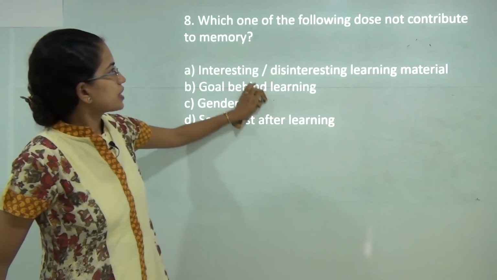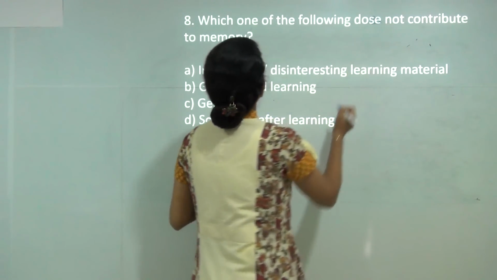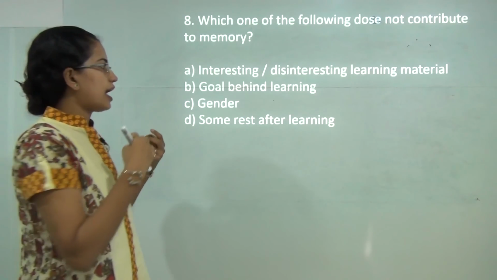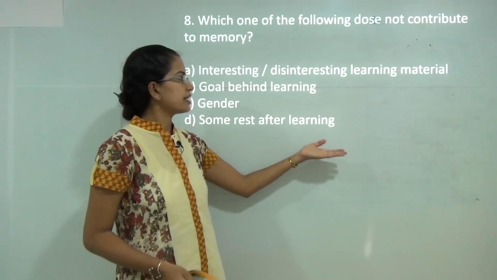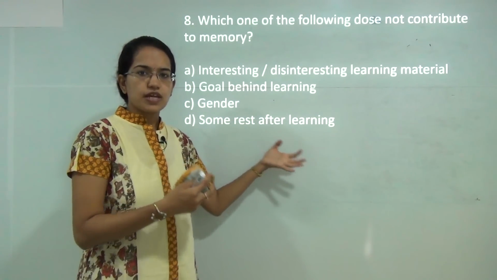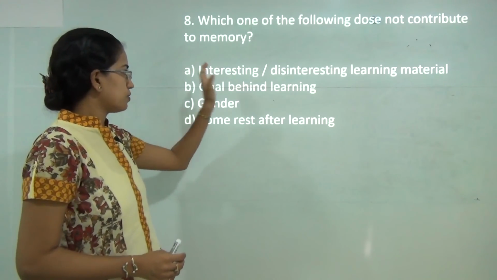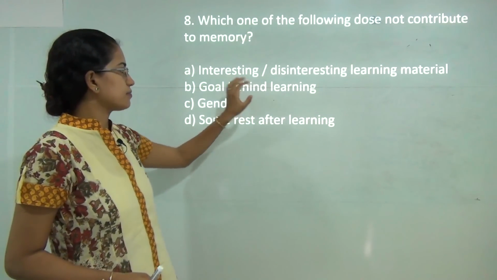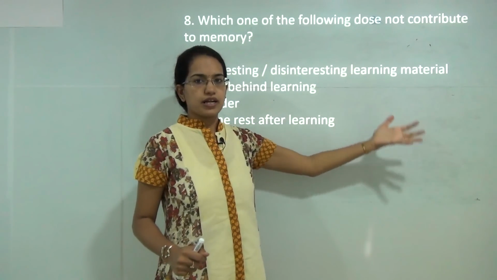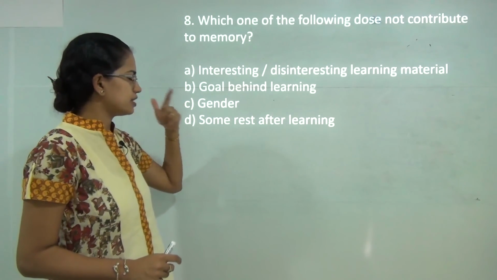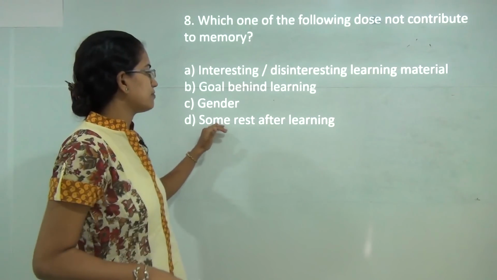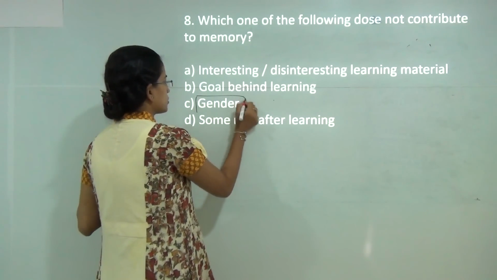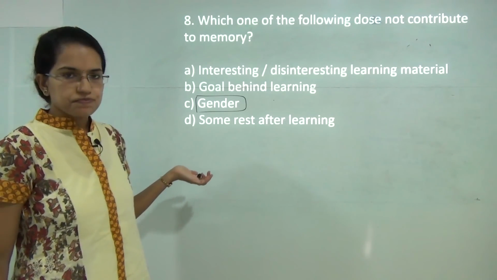Next is, which of the following does not contribute to the memory? Now if a material is interesting, or I have interest in certain subjects, say for example psychology, I would be retaining the concepts of psychology much quicker as compared to other subjects. So whether a subject is interesting or disinteresting would definitely affect my memory on that subject. My goal behind learning, how motivated I am to learn, would affect my level of learning, or level of retention or memory. And if I am taking learning breaks, that would enhance the memory. The only thing that does not contribute to memory would be gender.